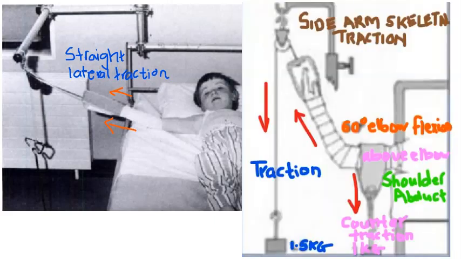For sidearm skeletal traction, you can see the shoulder is in abducted position, with 60 degrees of elbow flexion. The traction that is being used is about 1.5 kilograms, and there would be a counter traction of about 1 kg that is put above the elbow region.